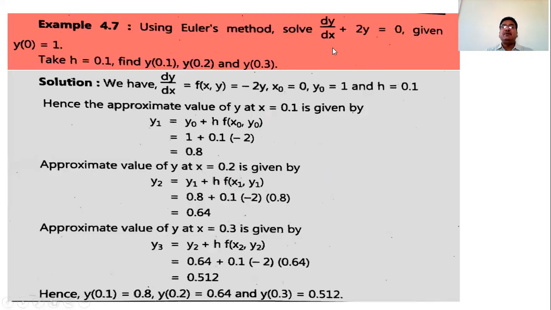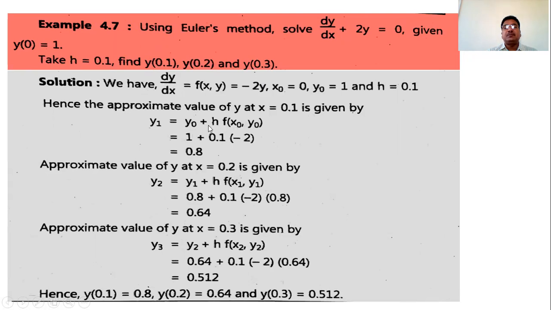Next problem, dy by dx plus 2y is equal to 0, which means dy by dx is minus 2y. This minus 2y becomes f(x, y). f(x, y) is minus 2y, and y0 is 1 and x0 is 0, and take h as 0.1. Then find the value at 0.1, 0.2, 0.3. That is, the value at 0 is given, and we have to find the value at 0.1, 0.2, 0.3 by taking h as 0.1. So the first value, y at 0.1, is what?